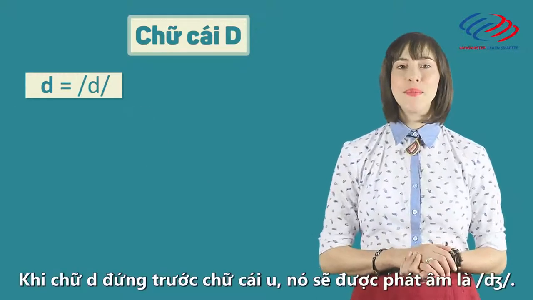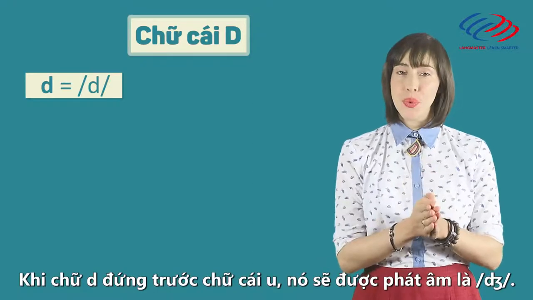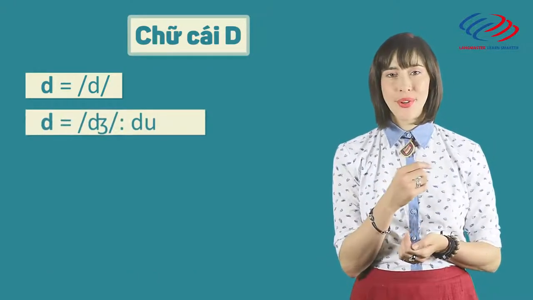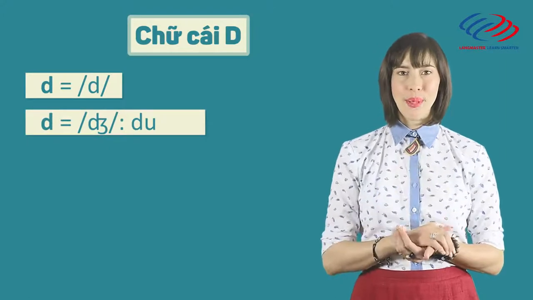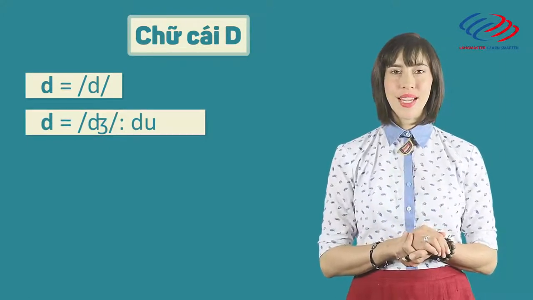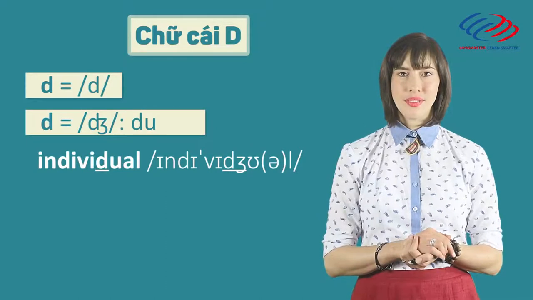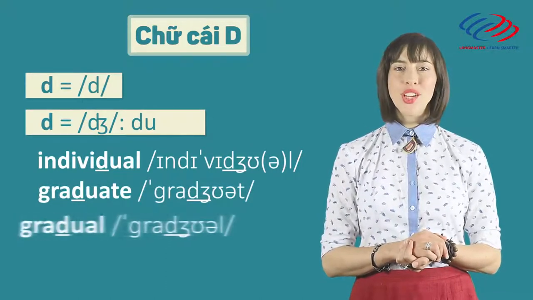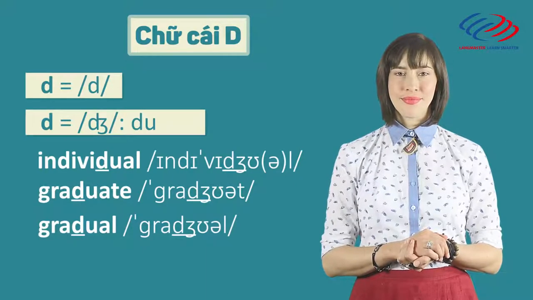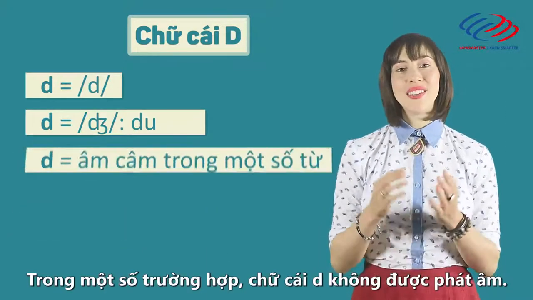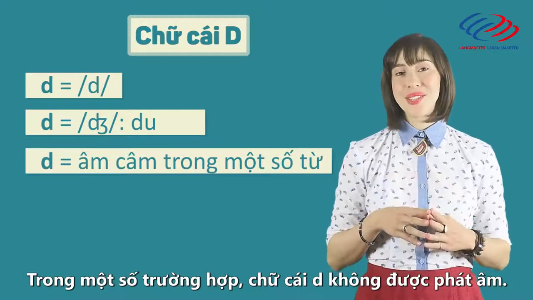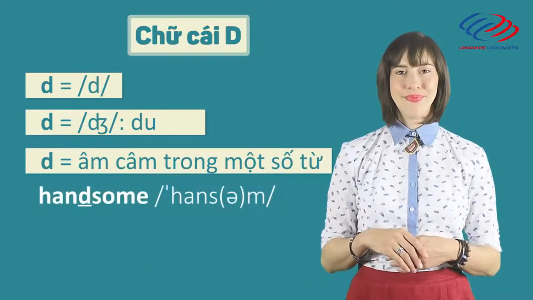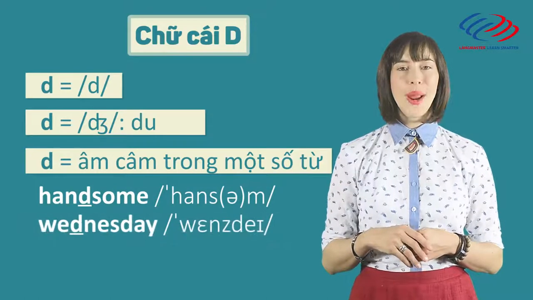When the letter D comes before the letter U, it can be pronounced as a J sound. For example, individual, graduate, gradual. In some cases, the letter D is not pronounced. For example, handsome, Wednesday.